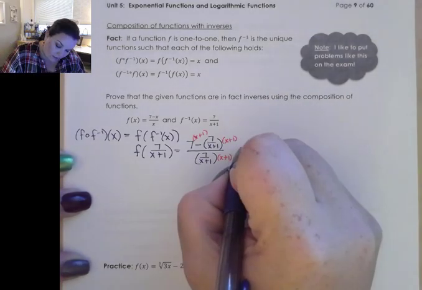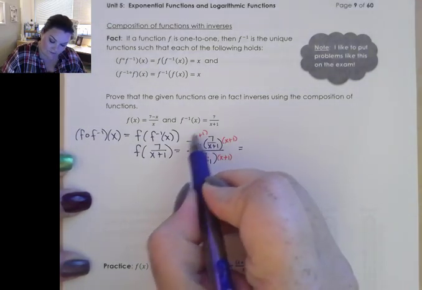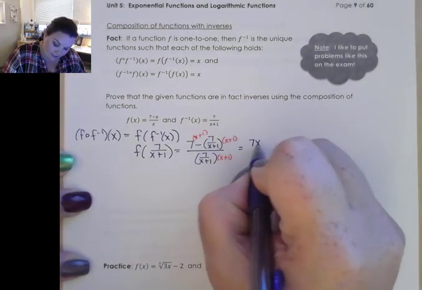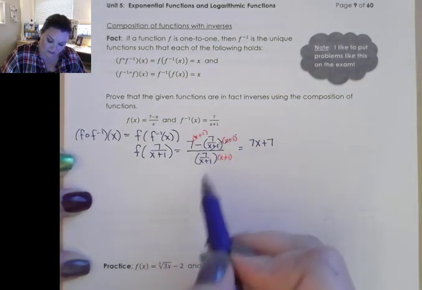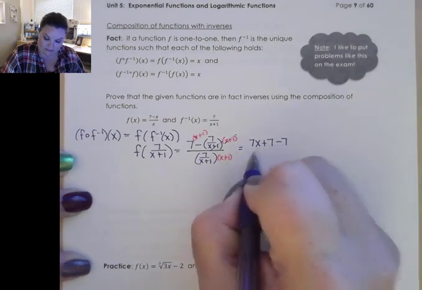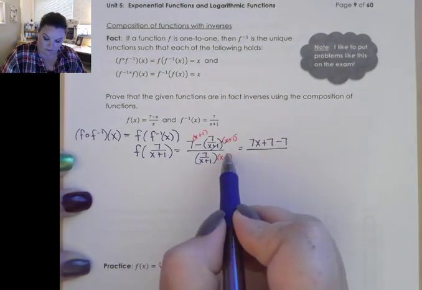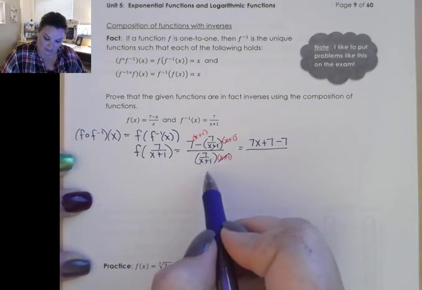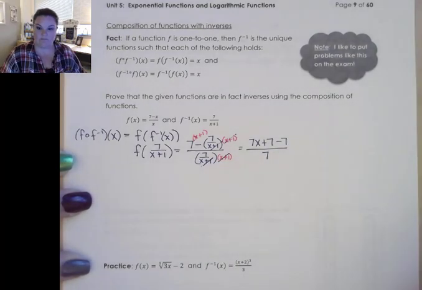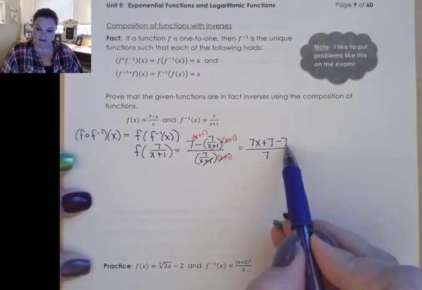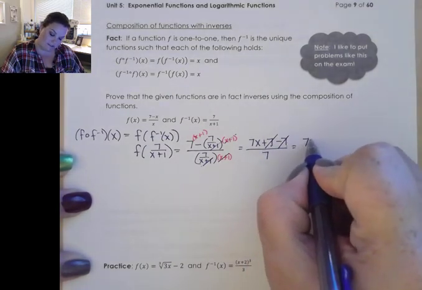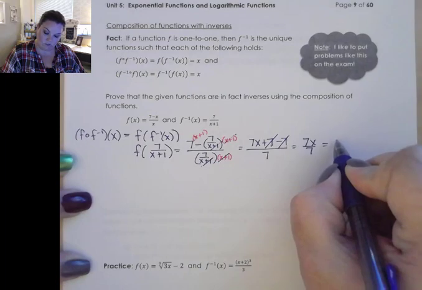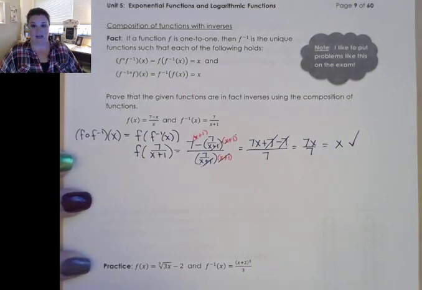So what I end up with is here I can distribute this, right? I have 7x plus 7, and then here my quantities will cancel, and I'll just be left with a minus 7. On bottom, my quantities will cancel, and I'm just left with a 7. And then notice 7 and negative 7 combine to 0, so I'm left with just 7x over 7, which is indeed just x. Okay, so that's showing it one direction.